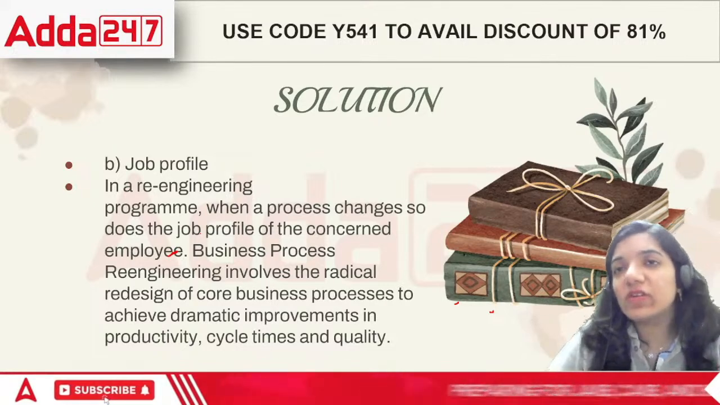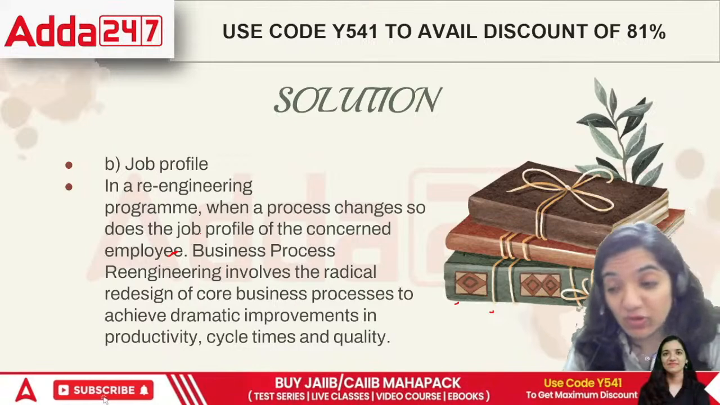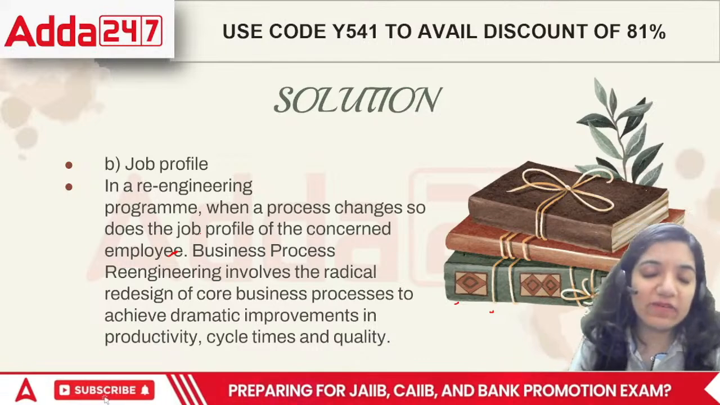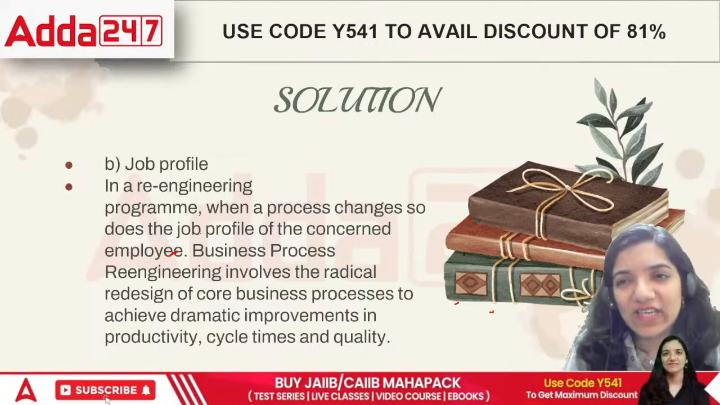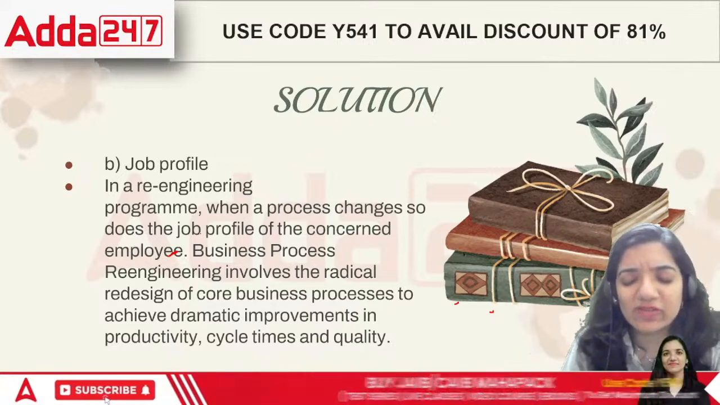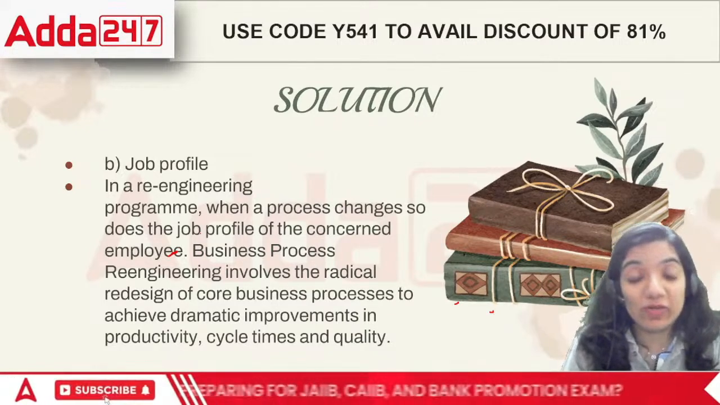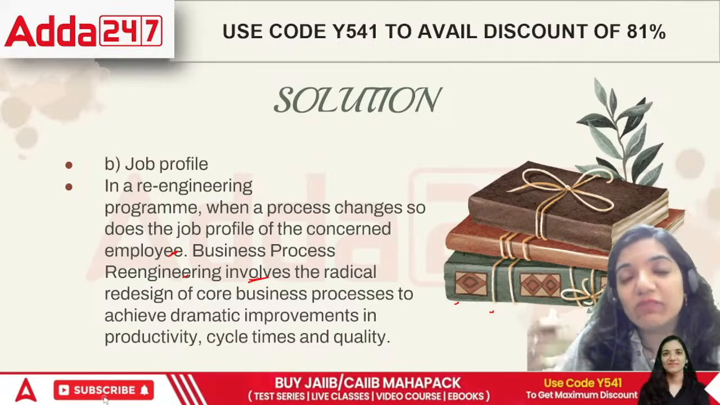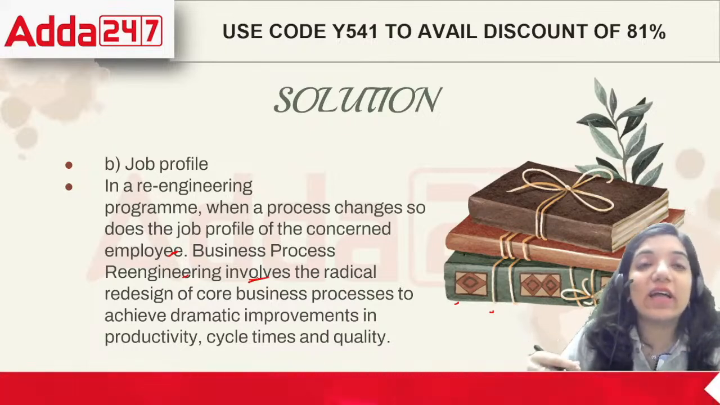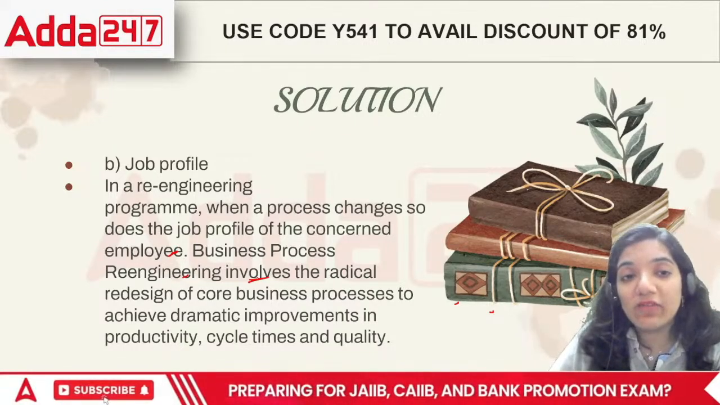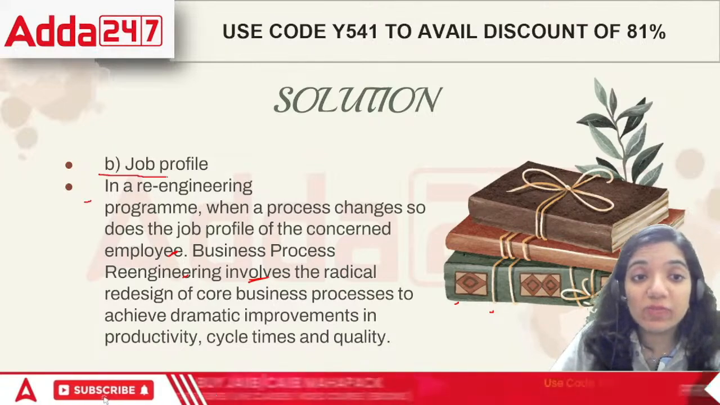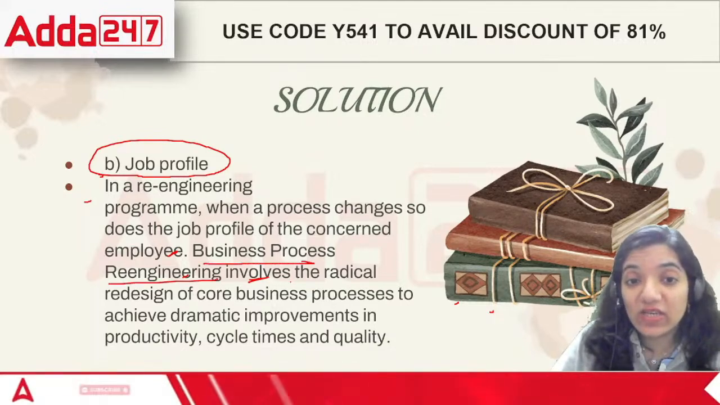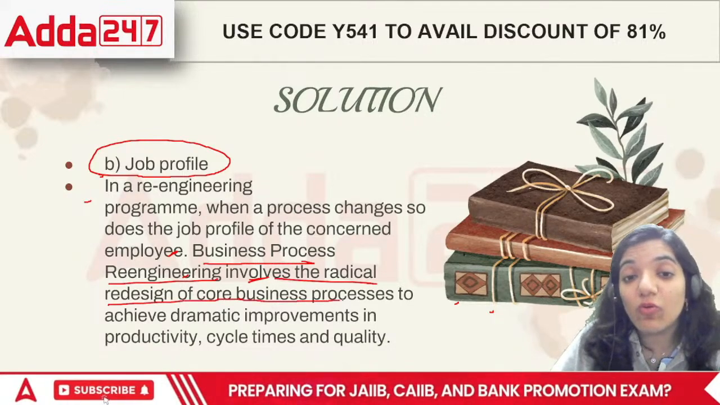So in this case, this is not a major or radical change that has been brought. This is a particular change related to the way of working they were dealing with, right? So for that, they changed not only the working, but they also trained the people in order to accept that. So when we talk about the job profile, in terms of business process re-engineering, they change the entire way of working. If you're changing the entire way of working, the job profile of various people will change altogether. So the point is business process re-engineering involves the radical redesign of core business processes.